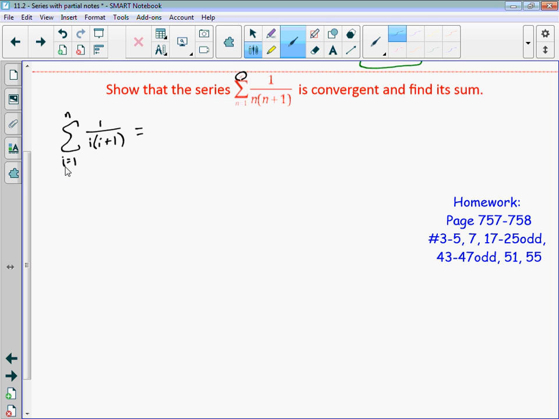We'll look at it. So if we plug in 1, we get 1 over 2. And I'm actually going to write it as 1 over 1 times 2. Obviously, it's just 1 over 2. And then the next one is 1 over 2 times 3. And the next one is 1 over 3 times 4, and so on, right?